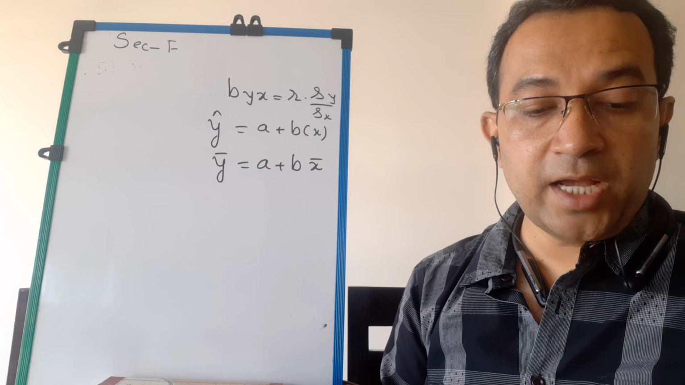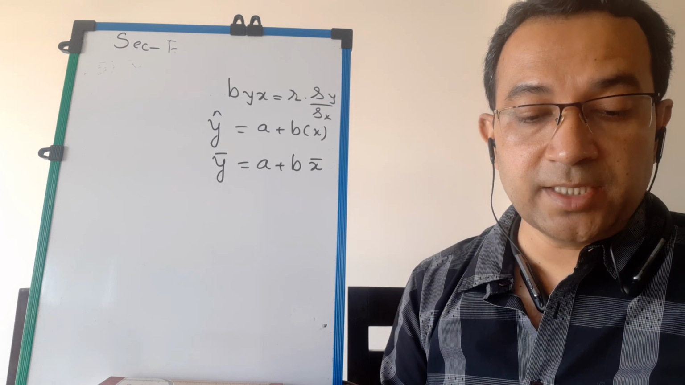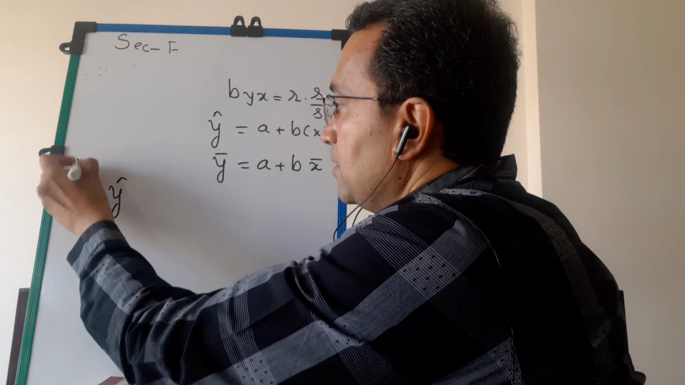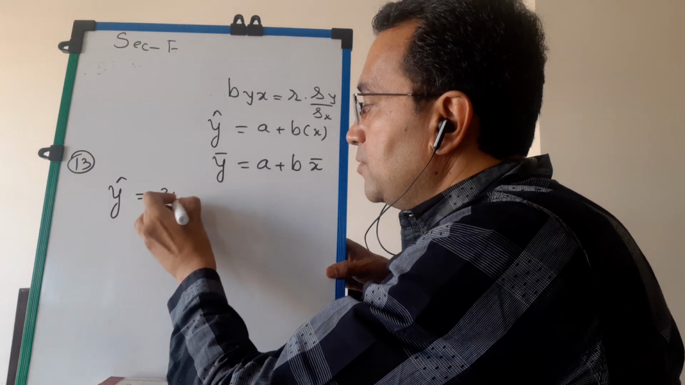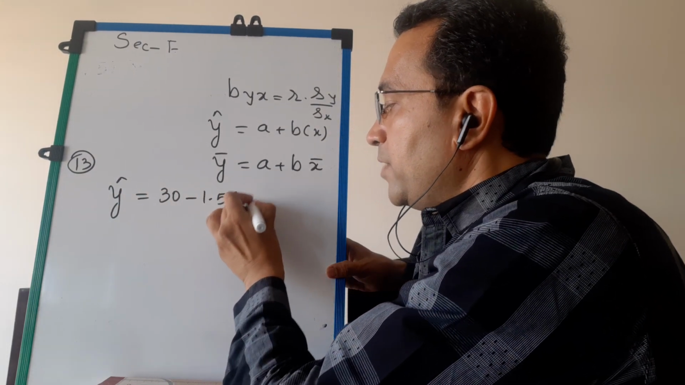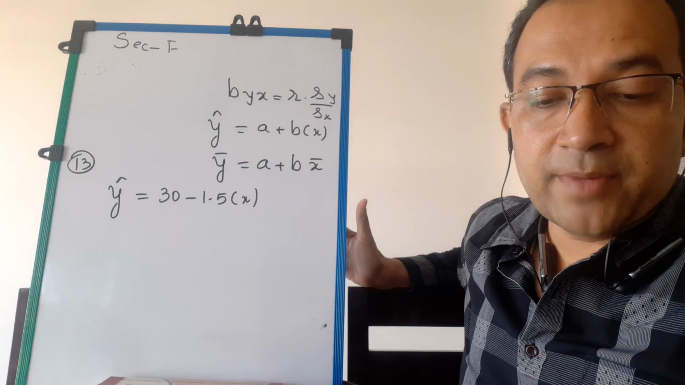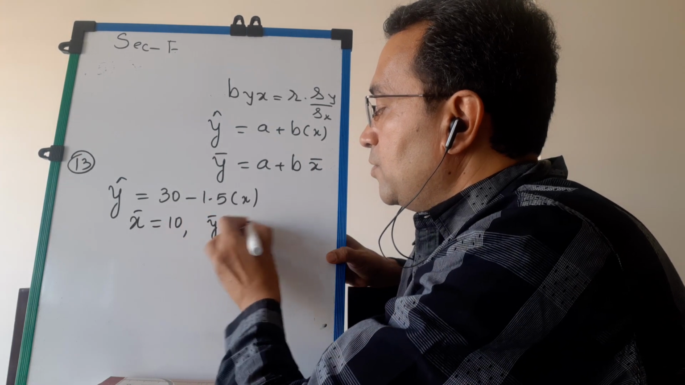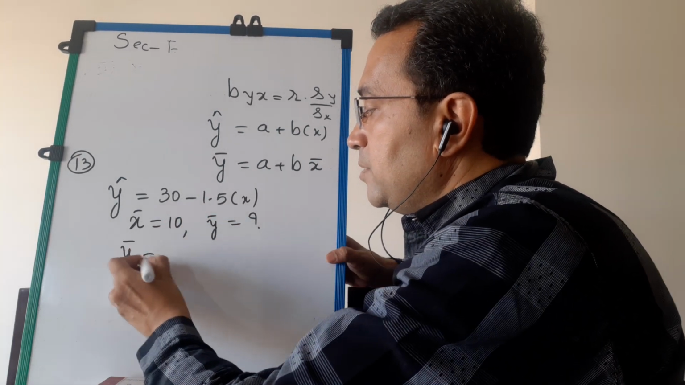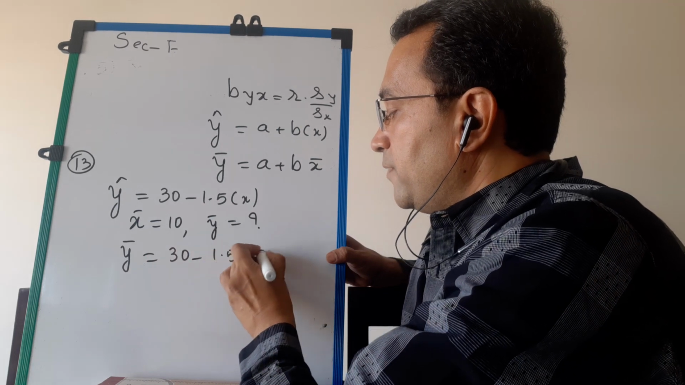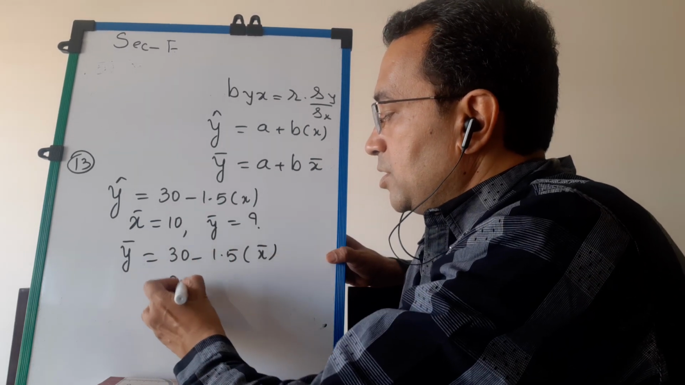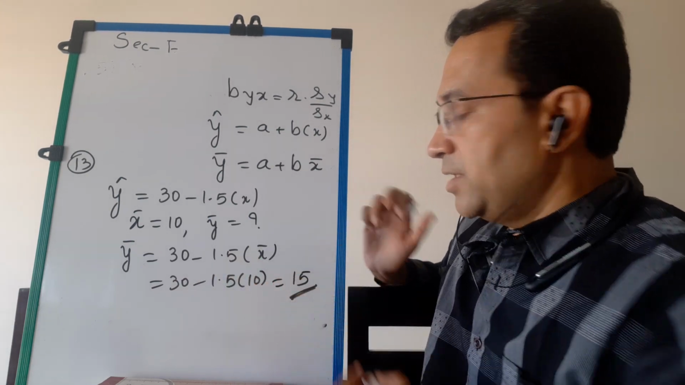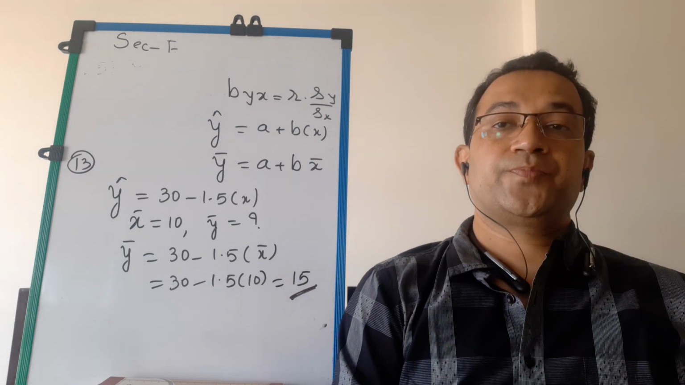The regression line of y on x is y cap is equal to 30 minus 1.5x. What is the value of y bar if x bar is 10? So when x bar is equal to 10, we have to find y bar. So y bar will be 30 minus 1.5 into x bar. So 30 minus 1.5 into 10, and that is 15. 30 minus 15 is 15. So the correct option is C.